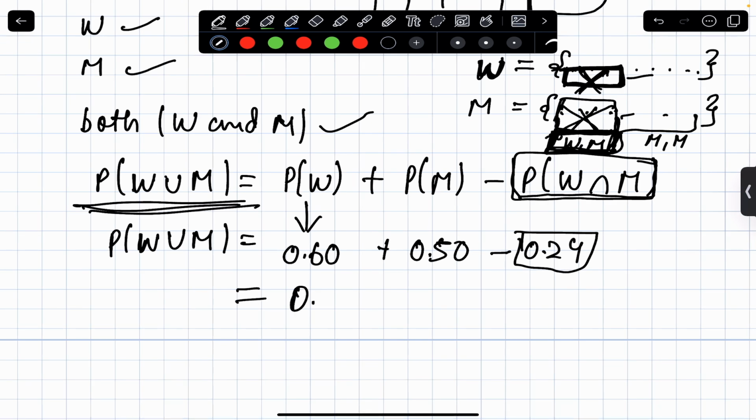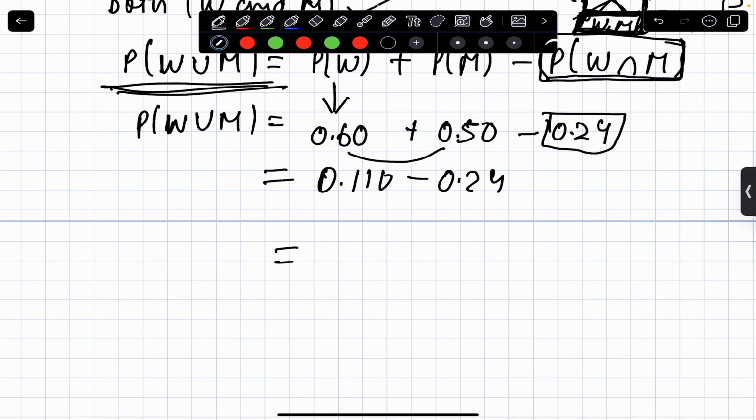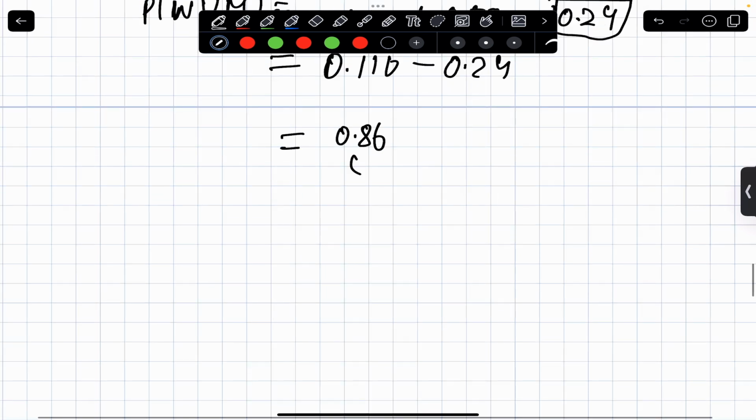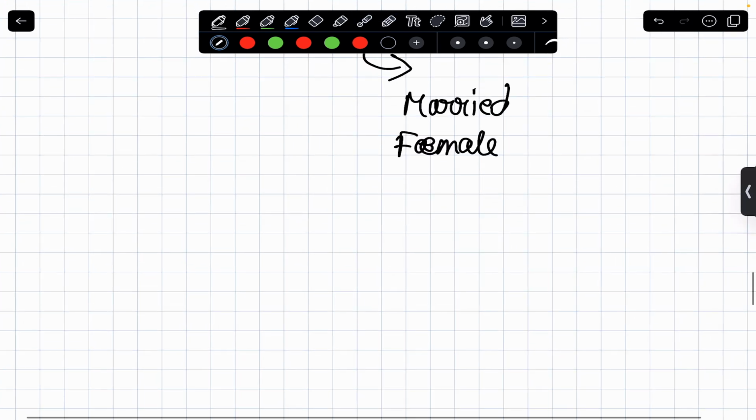Now let's do our math. 1.10 minus 0.24 will be nothing but 0.86. So if at any given point we pick a person from the group, then there is an 86% chance they will be married, or female, or both married and female. And this is what our addition rule says.